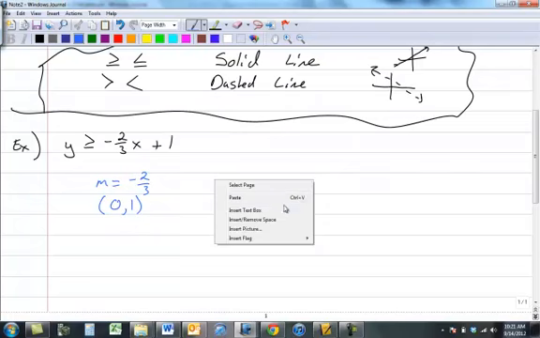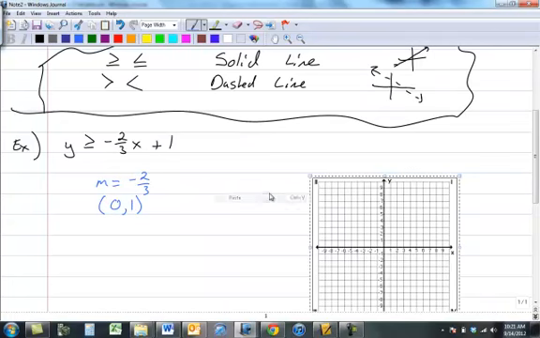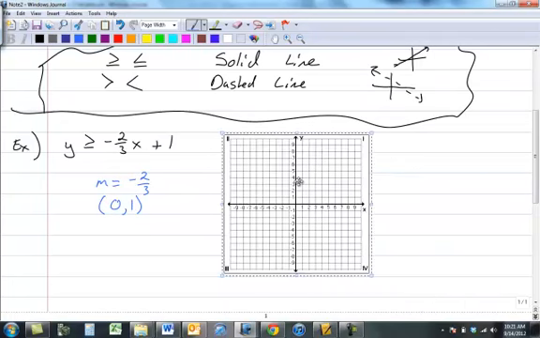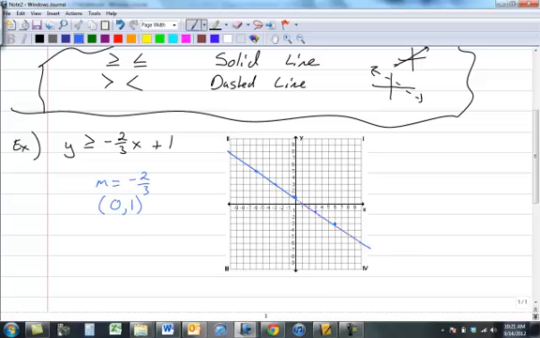So you'll need some graph paper, or you'll need to sketch your own graph through the magic of technology. I'm going to put mine there. And we're just going to graph this just like we always have. b is 0, 1. Slope is negative 2/3, so down 2, right 3, down 2, right 3. Then get a straight edge and draw your line. Now, because this is greater than or equal to, this is going to be a solid line.